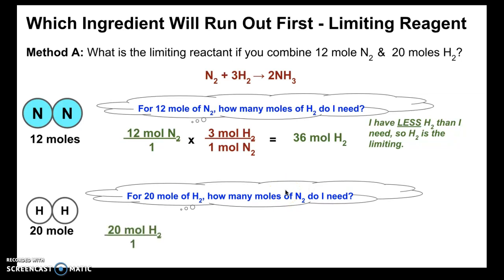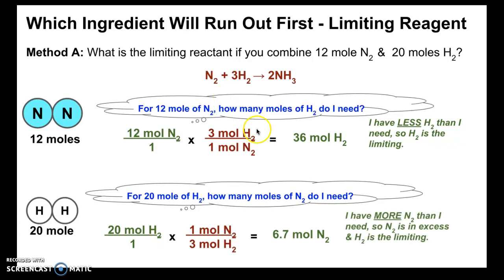So 20 moles of H2 over 1. Since we're focusing on H2 and N2, again, we're focusing on the reactant side here. What goes on the bottom in this case, the 3 moles of H2 or the 1 mole of N2? The 3 moles of H2 should go on the bottom to cancel out, and 1 mole of N2 goes on top. And that gives us about 6.7 moles of N2. So this is what you need. Go back and figure out how much you have. The problem tells you what you have.